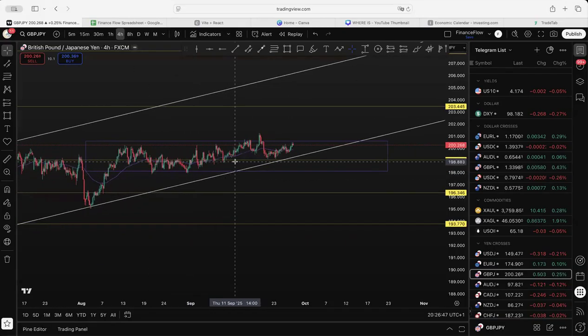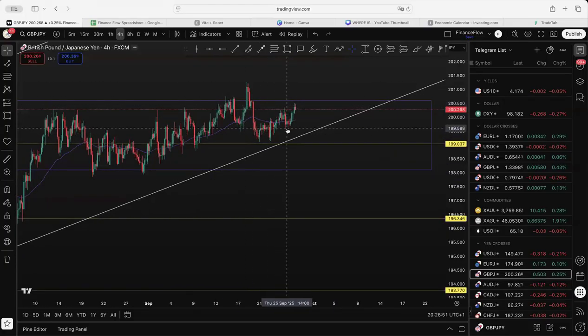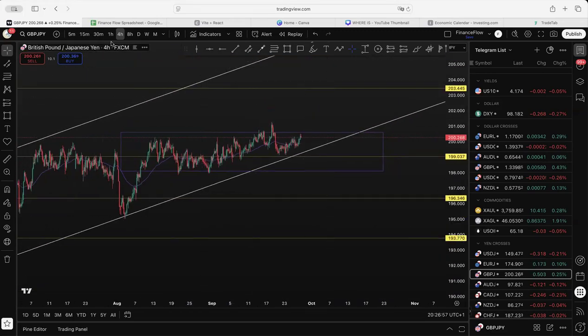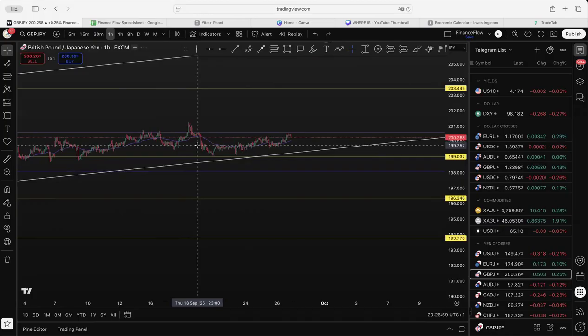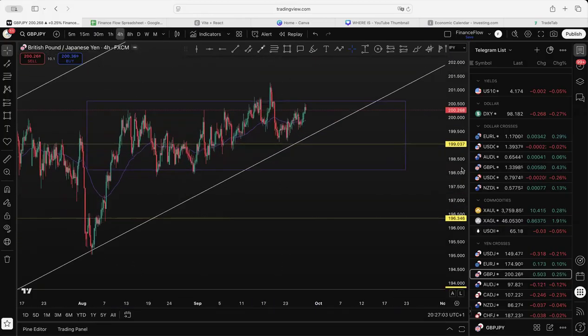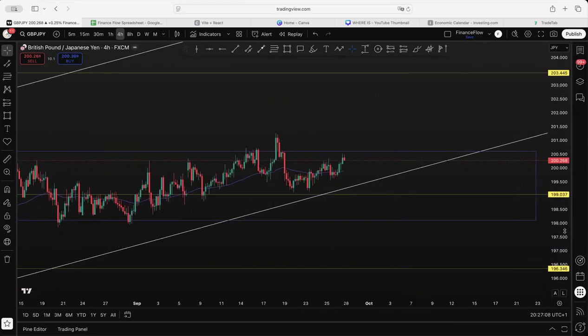4 hour too, we obviously broke down here, but we've now started this uptrend here. All right. And then we have to be looking, right, where are these brick walls here? All right, let's leave this for this one here. Let's leave this on the 4 hour time frame here.